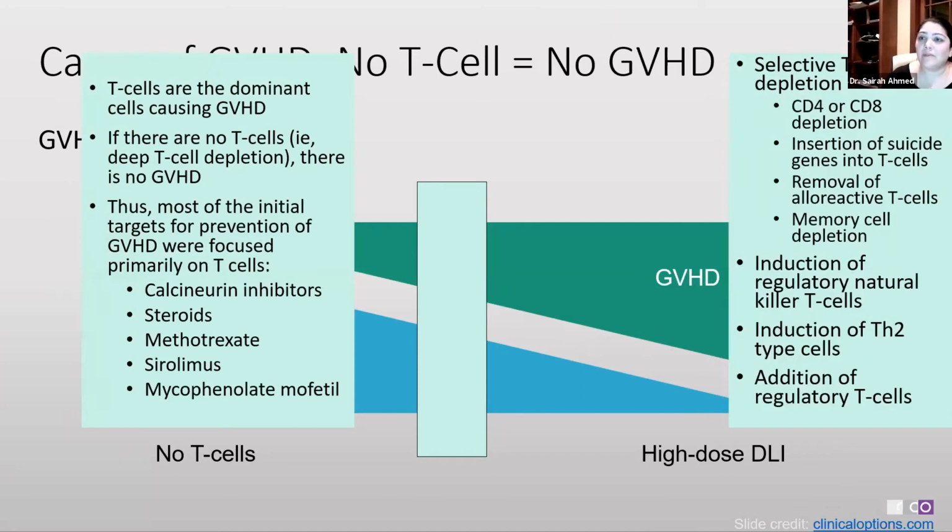But there are other ways to actually selectively T cell deplete. And this was touched upon by Dr. Bashir when he was talking about the haplo transplants and T cell depletion. That can be either gross CD4, CD8 depletion, or insertion of suicide genes into T cells, removal of alloreactive T cells with post-transplant cyclophosphamide, as well as other mechanisms of induction of Th2 type T cells, addition of regulatory T cells, and actually adding in NK T cells.